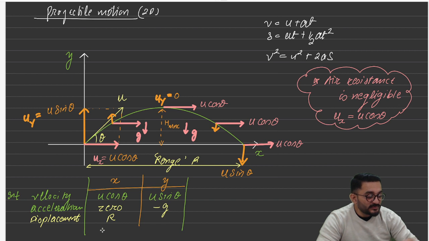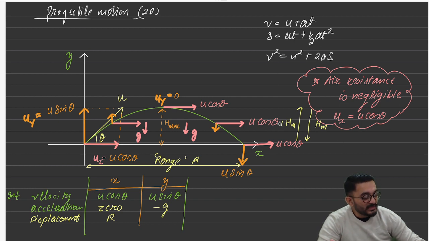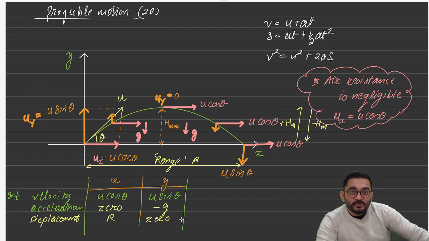But the displacement on the y-axis is interesting, because displacement is a vector quantity. On the y-axis, the object goes up to a certain height, h max, and then comes back to the surface of the earth. Both are h max, but going up is taken as positive and going down as negative, so if I add both values I get 0. So be careful when plugging values into the SUVAT equations: acceleration is 0 on the x-axis, and displacement is 0 on the y-axis when the object comes back to the same position from where you projected it.